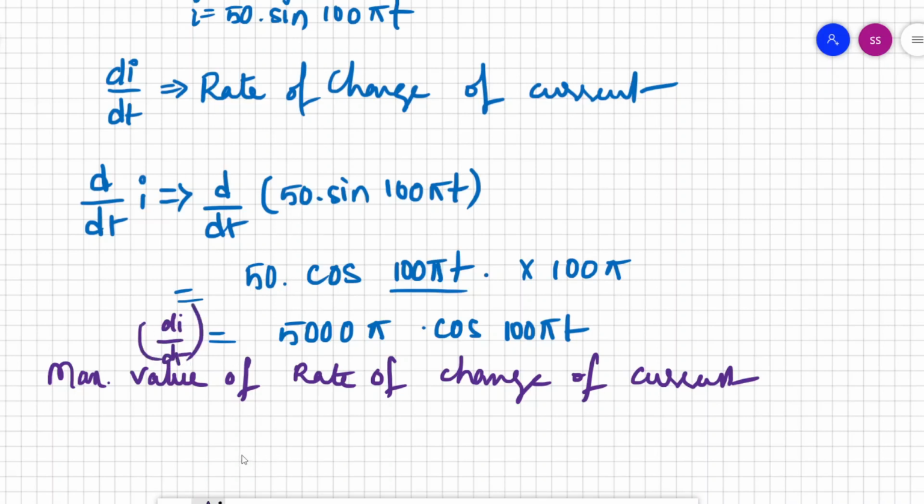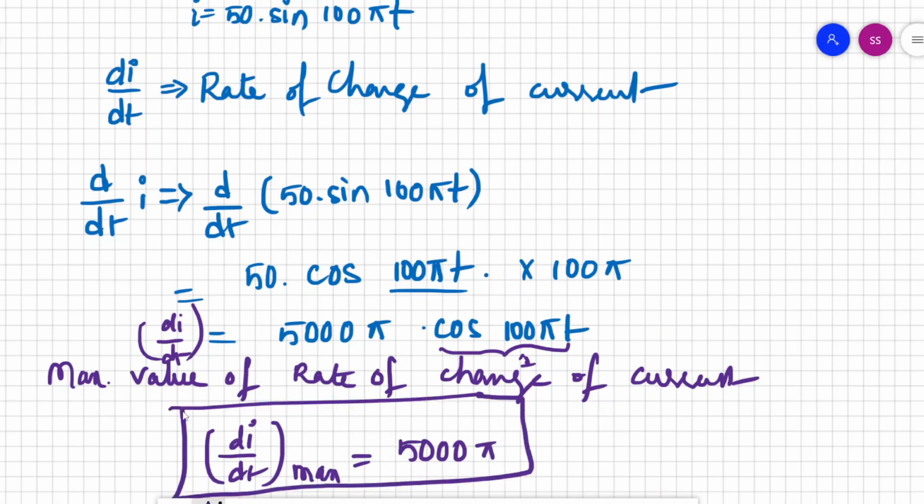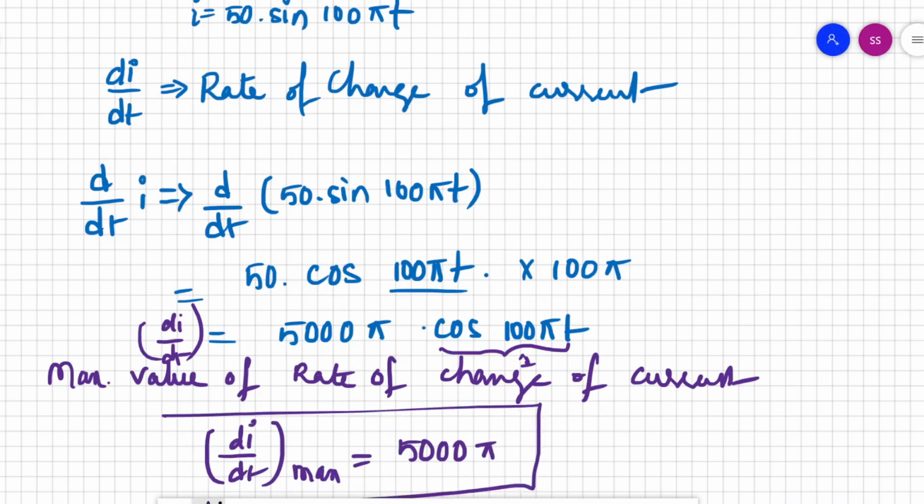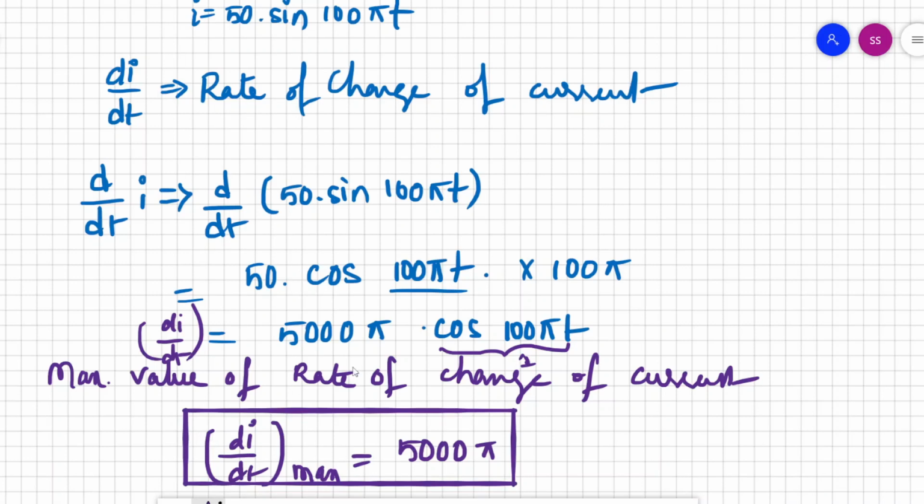So the maximum value of di by dt will come when this cos term becomes 1, because this is the only variable thing here. So when cos 100 pi t is 1, then you are going to get di by dt maximum equal to 5000 pi. This is the maximum value of rate of change of current, because cos 100 pi t will become 1, so our value will be 5000 pi into 1, that is 5000 pi.